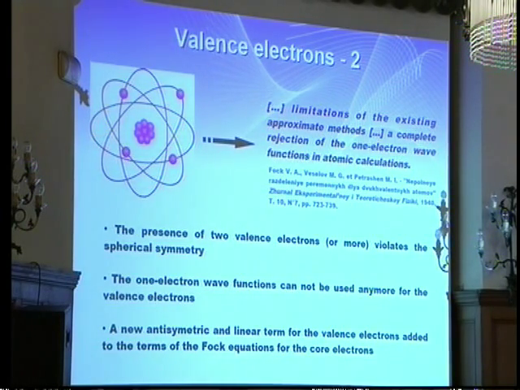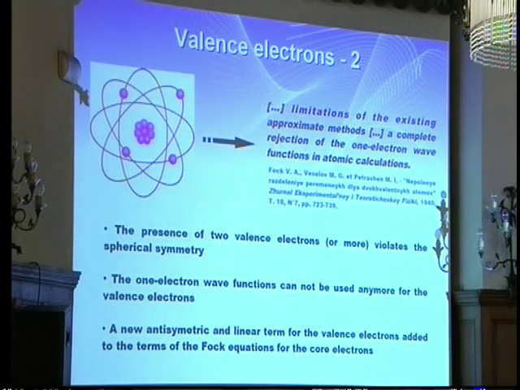Then the authors developed an improvement of the method by rejecting the approximation of 1 electron states for the valence electrons and by preserving it for the core electrons. And then they added a new antisymmetric and linear term for the valence electrons to the term of the Fock equation for the core electrons. That was only a partial solution, and the most important is that it shows us that 10 years were necessary to take a look at a very crucial problem.